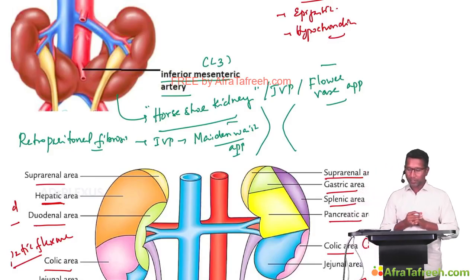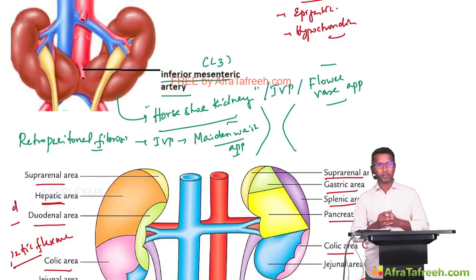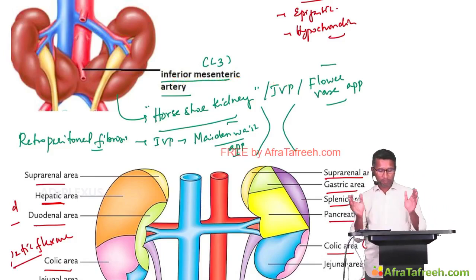So when retroperitoneal fibrosis happens, it can pull the ureters towards one another. It gives a maiden waist appearance.